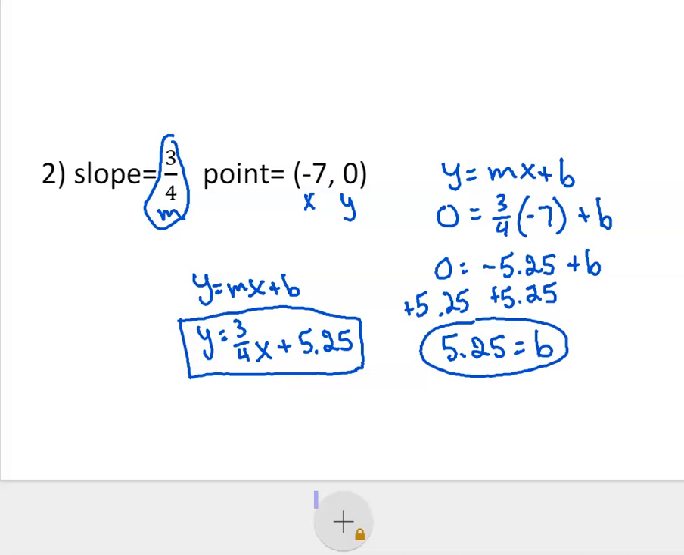Just remember, guys, the decimals are fine. If it asked you to, you could make that into a fraction, but unless they specifically ask for it as a fraction, you do not have to.